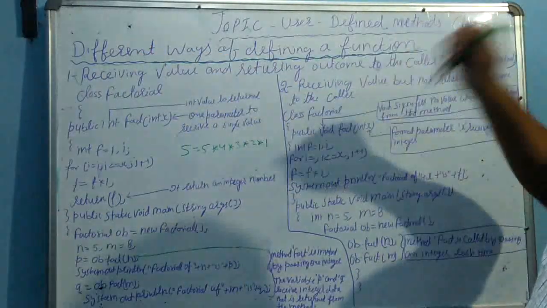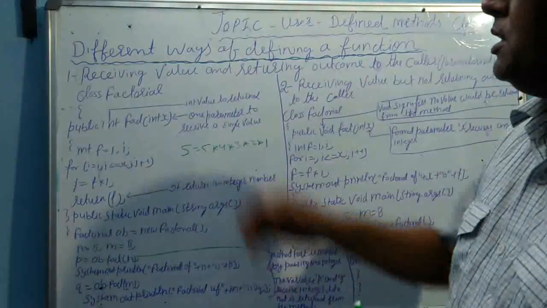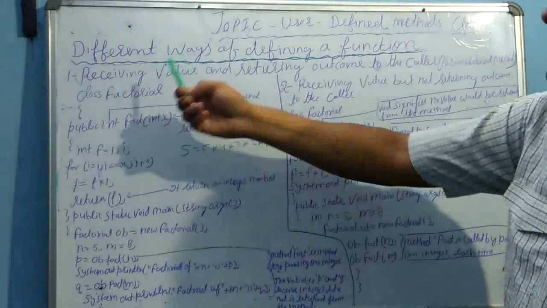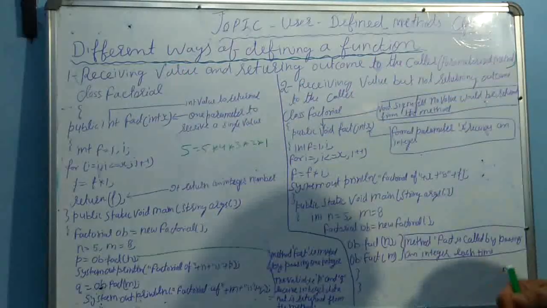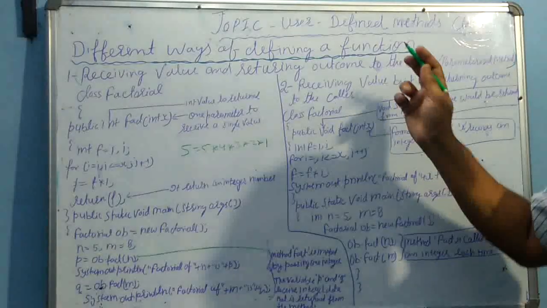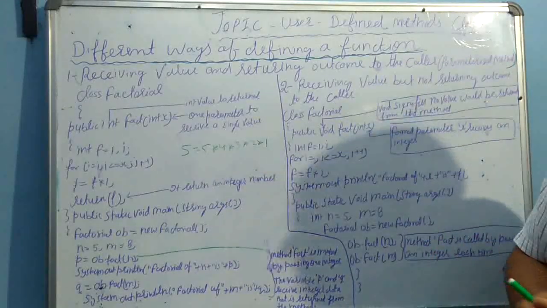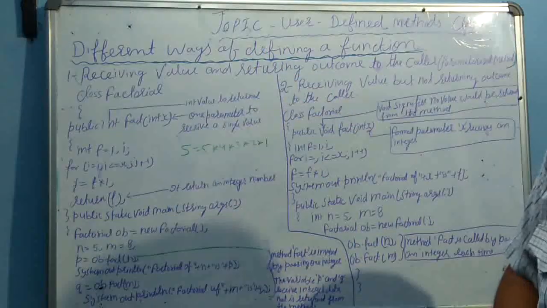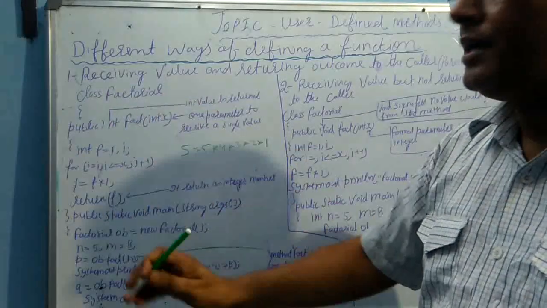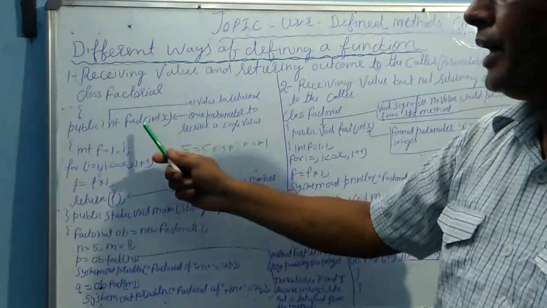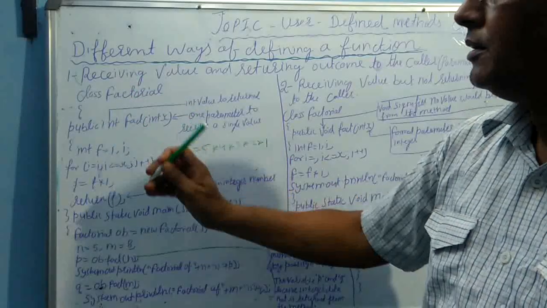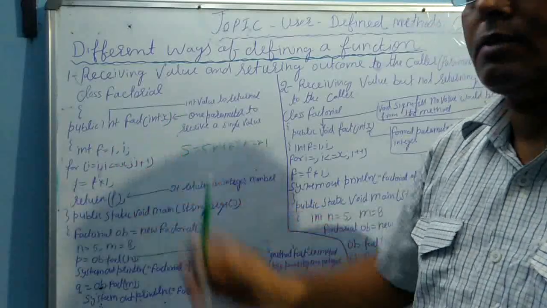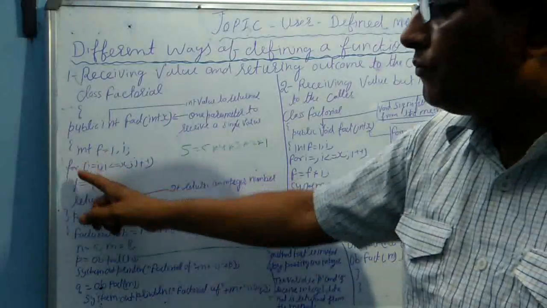We will use only one program to show different ways of defining the function. In these three ways, three methods, we are receiving the values and returning the outcome to the caller for defining a function. So first of all, we will make the program for the factorial of numbers. Suppose we define a class, open bracket, then public int fact for factorial, with int x, and then open bracket, int f is equal to 1, the factorial starting at 1, and then we use a loop here.